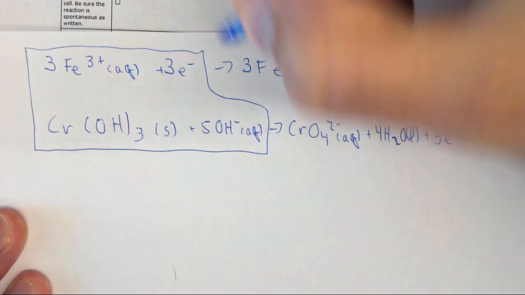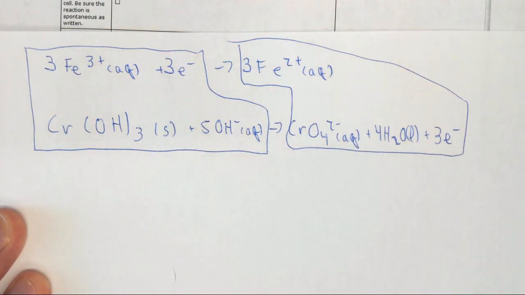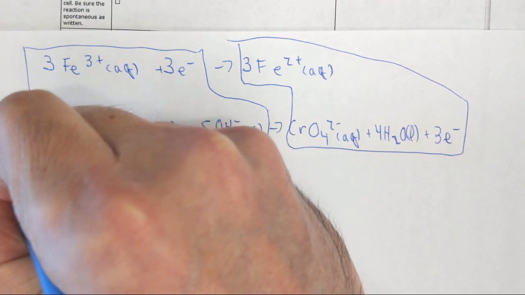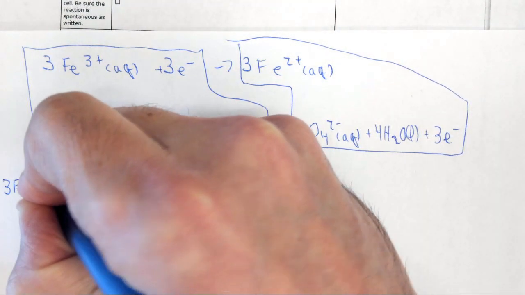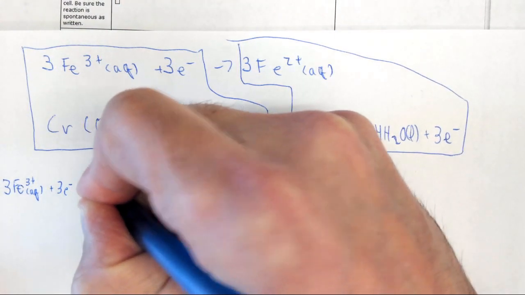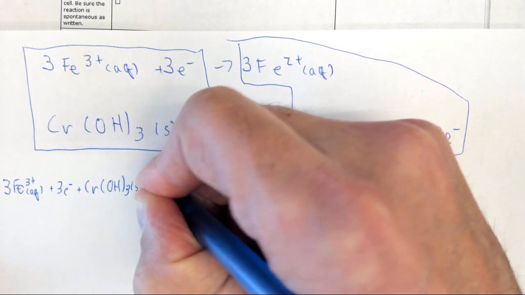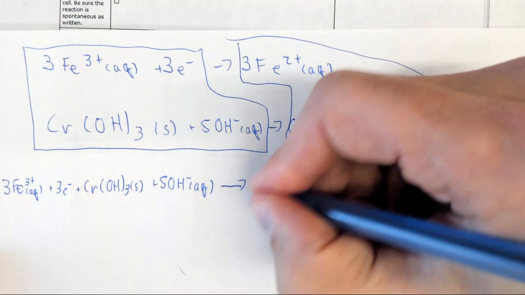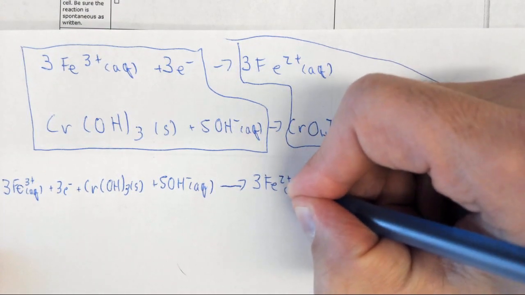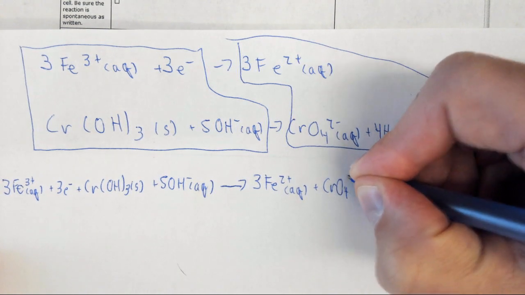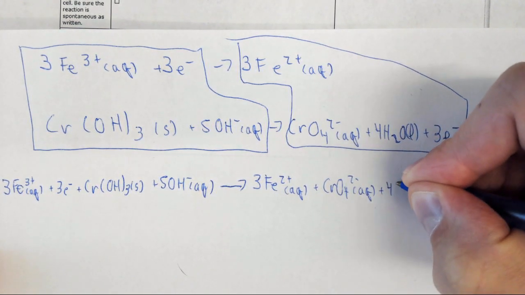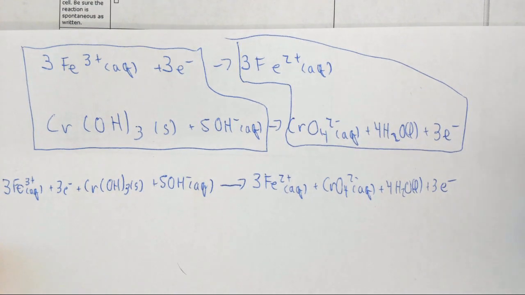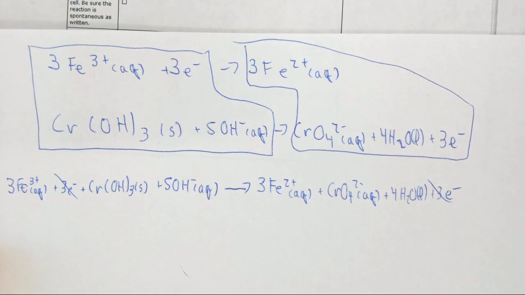Remember that when we add reactions together, we simply write everything on the reactant side of both reactions on the reactant side, and everything on the product side of both reactions on the product side. So in this case, we're going to put 3 Fe3+ aqueous, plus 3 electrons, plus Cr(OH)3 solid, plus 5 OH- aqueous, yields, now the products, 3 Fe2+ aqueous, plus CrO4 2- aqueous, plus 4 H2O liquid, plus 3 electrons. Cross out anything that's on both sides. In this case, all that's on both sides is the 3 electrons.